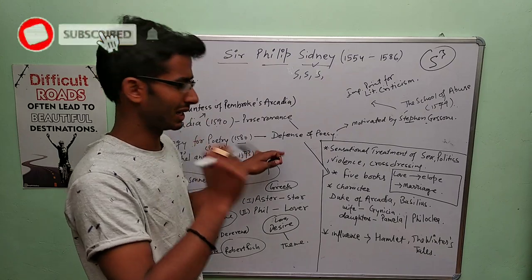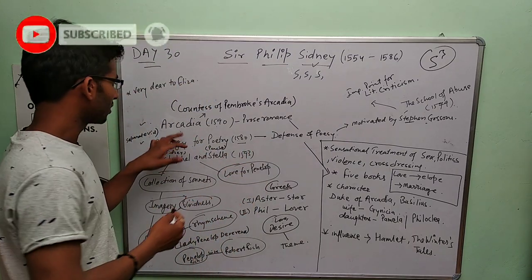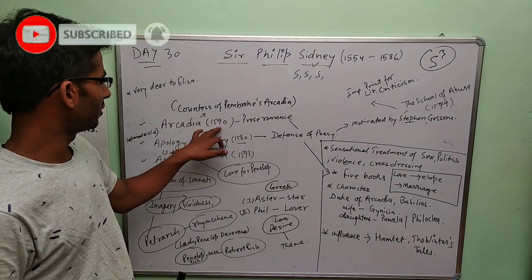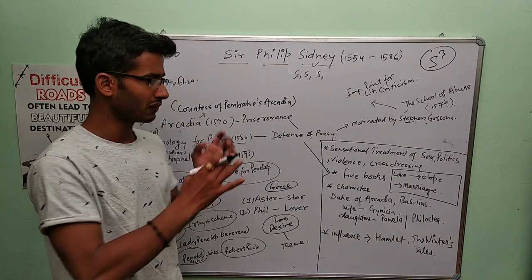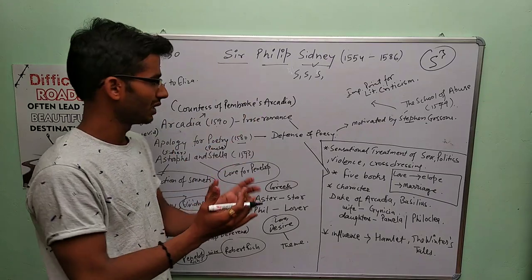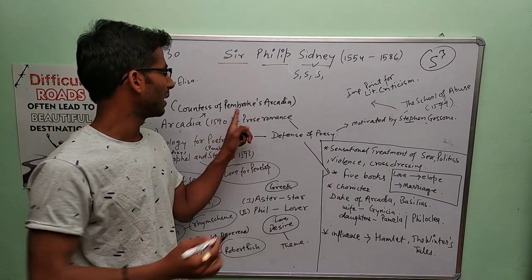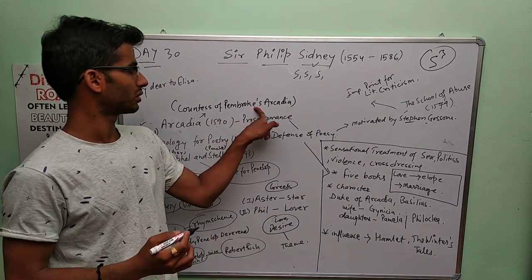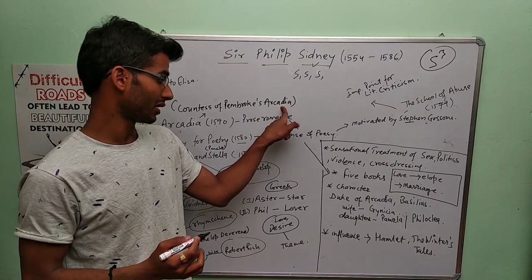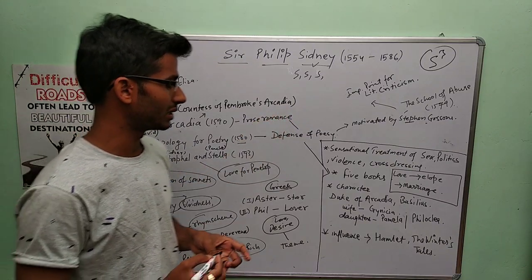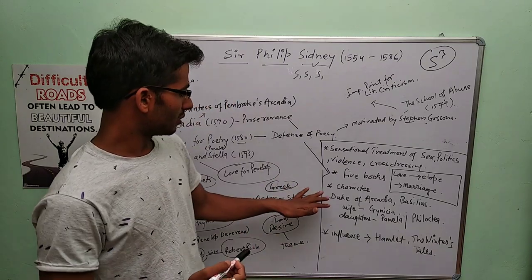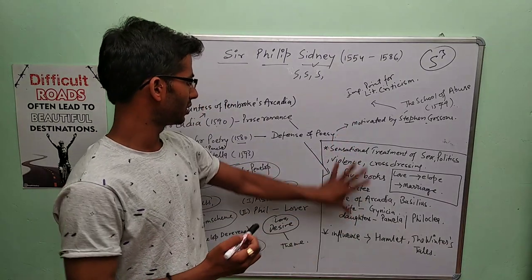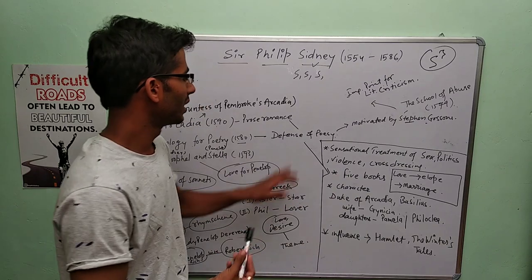Let's talk about the other one, Arcadia, which got published in 1590, and its full name, the subtitle sometimes, is Countess of Pembroke's Arcadia. And what is Arcadia? Arcadia is the name of a place. Okay, so here are some important things about Arcadia.